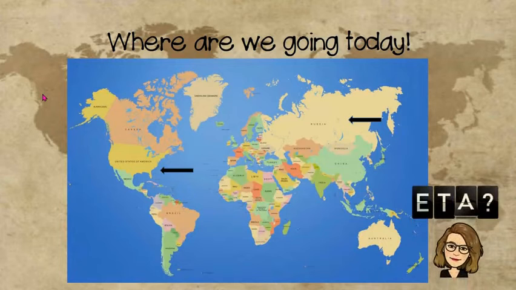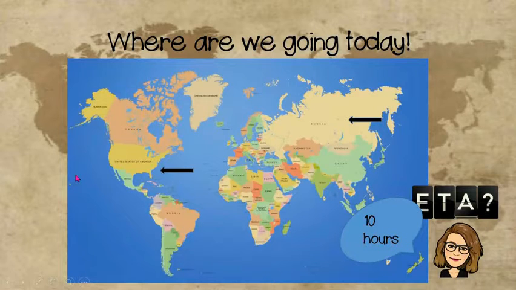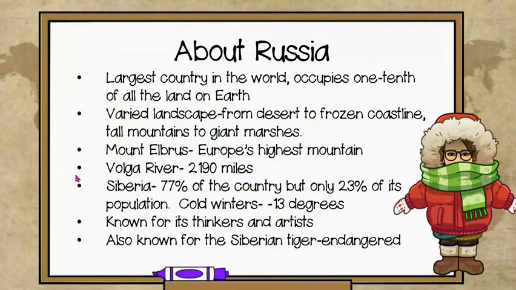How long will we be on the plane? Well, really, that depends on where you're going in Russia, because as you can see, it is a huge country. But I think I timed it from Philadelphia to Moscow, and the flight time, if we were to go with no stops, would be 10 hours. That's a long time. Let's learn a little bit about Russia.